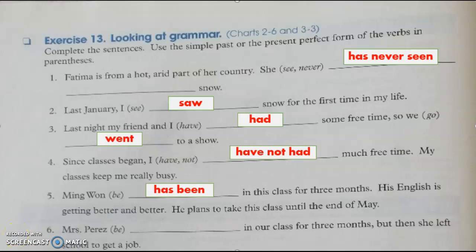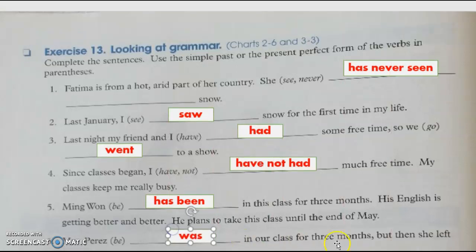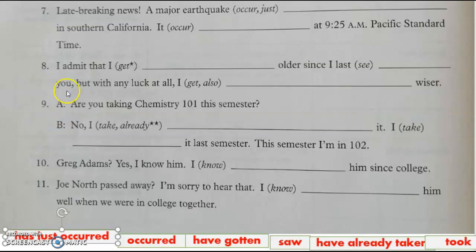Sentence number 6. Mrs. Perez, verb be in our class for 3 months, but then she left. She left school to get a job. So the verb be here, is it something that started in the past and continues, or did it finish, did it end? Well, the verb here, she left, tells us that this is something that finished. So we use the simple past. Mrs. Perez was in our class for 3 months.